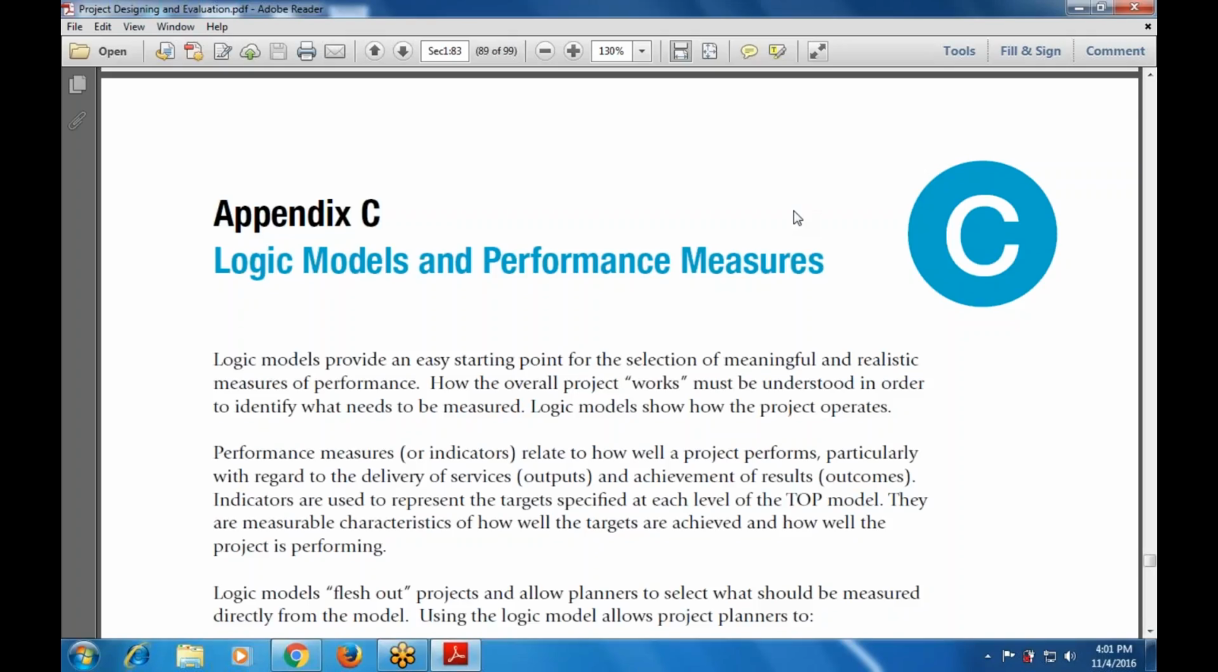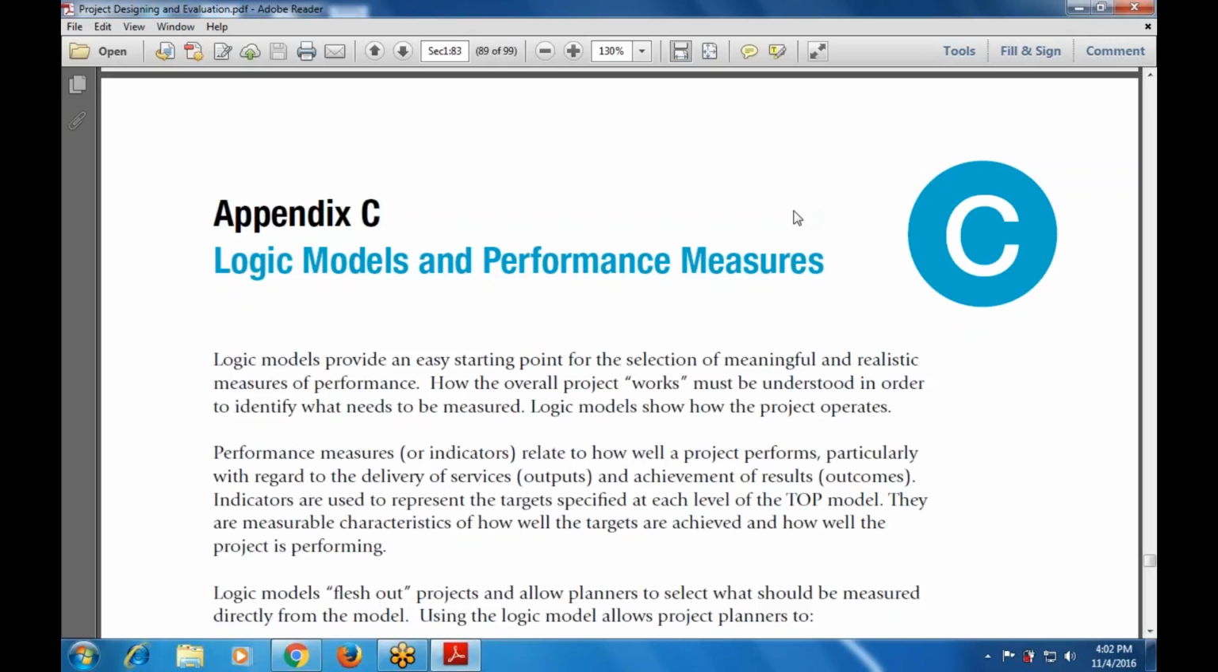Logic models also show how the project operates, how it is going to work. These measures, that is indicators, relate to how well a project performs, particularly with regard to the delivery of the services, that is output, and the achievement of the results, that is outcomes.